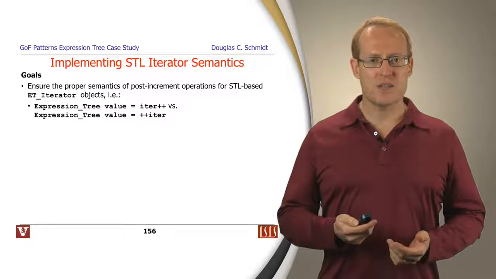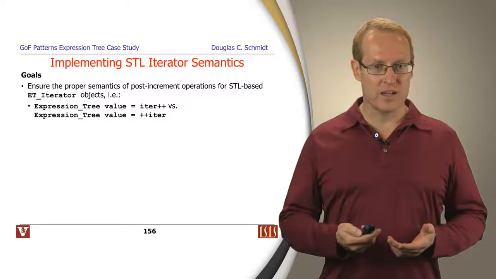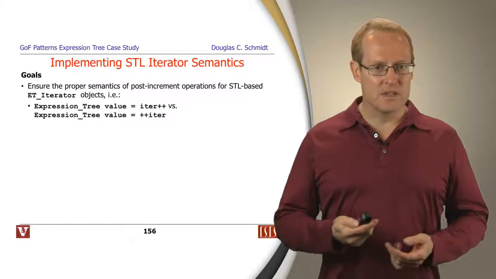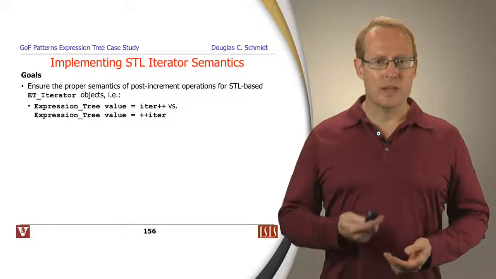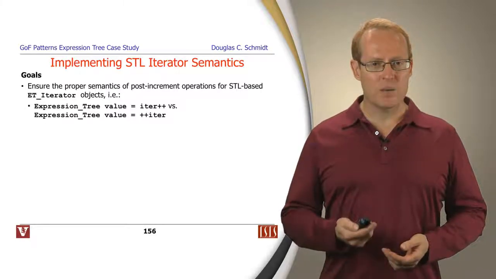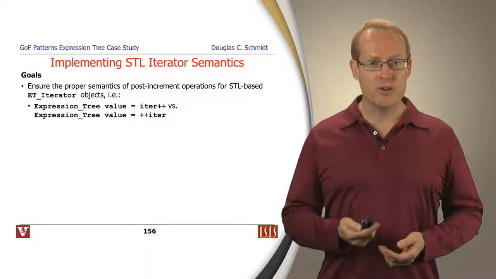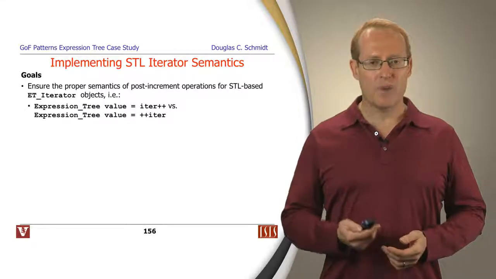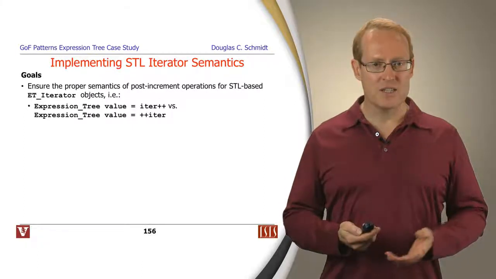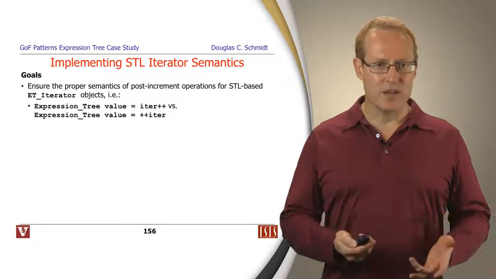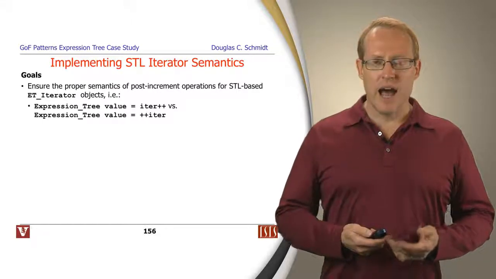What we're going to do in the last portion of this part is go ahead and discuss a particular way of enhancing or working around some of the quirks of the C++ STL iterator abstraction. In particular, we're going to be coming up with a way to ensure the proper semantics of post-increment or post-decrement operations for STL iterator objects. In our particular case, the ET iterator object, which is the expression tree iterator.